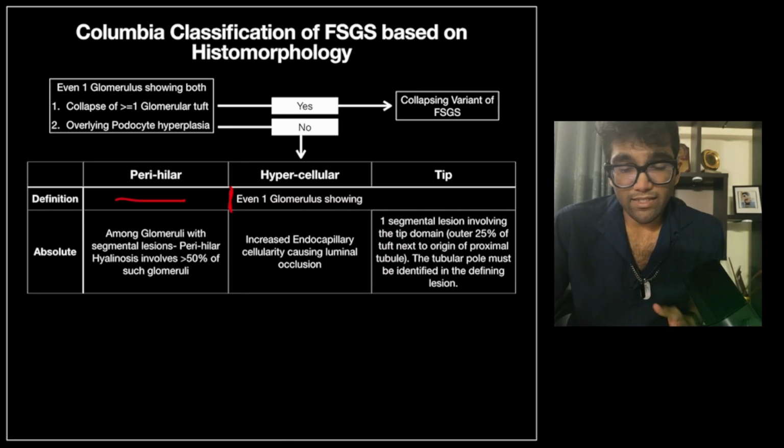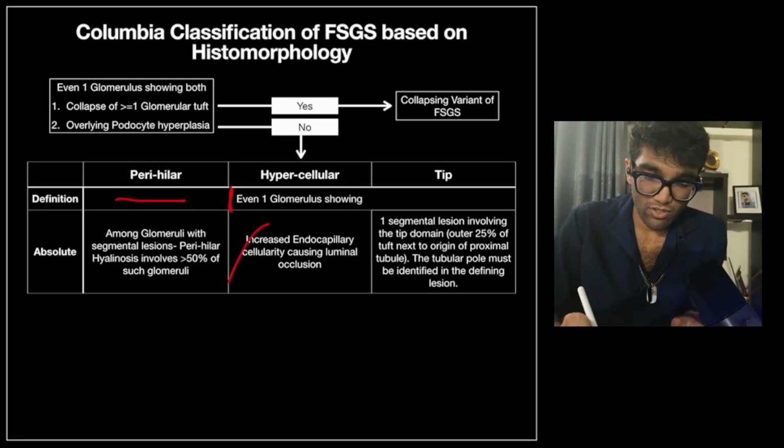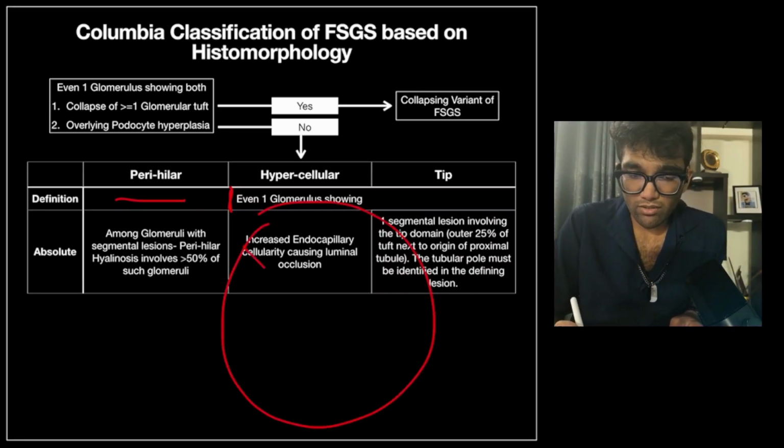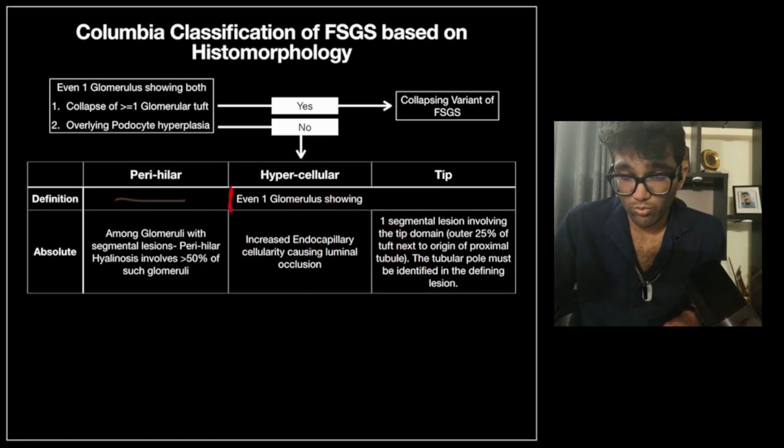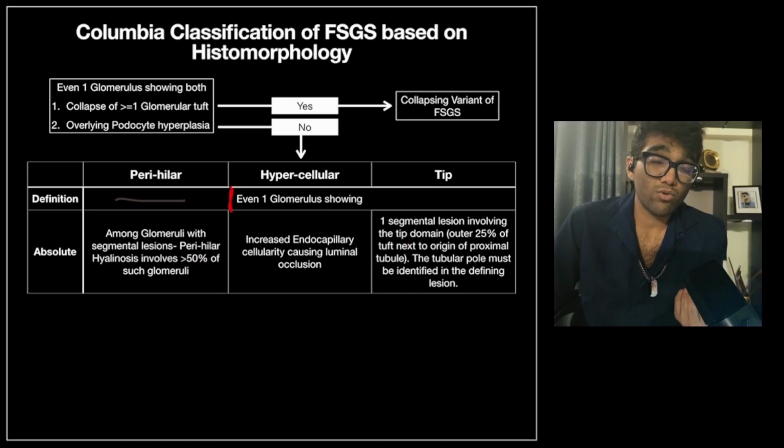Now, in the tip variant, you need one single segmental lesion involving the tip domain. So the tip domain is, if this is your glomerulus, the outer 25% is what we call the tip. So the outer 25% of the glomerulus, toward the tubule, should be affected. And so you need to be able to identify the origin of the proximal convoluted tubule from the glomerulus.